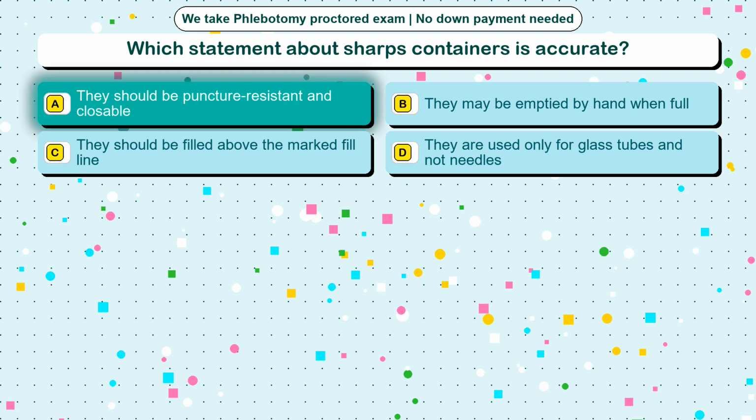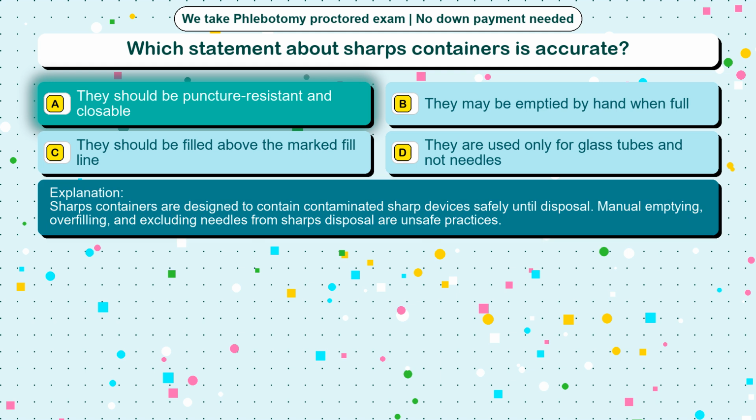The correct answer is option A. They should be puncture resistant and closable. Sharps containers are designed to contain contaminated sharp devices safely until disposal. Manual emptying, overfilling, and excluding needles from sharps disposal are unsafe practices.